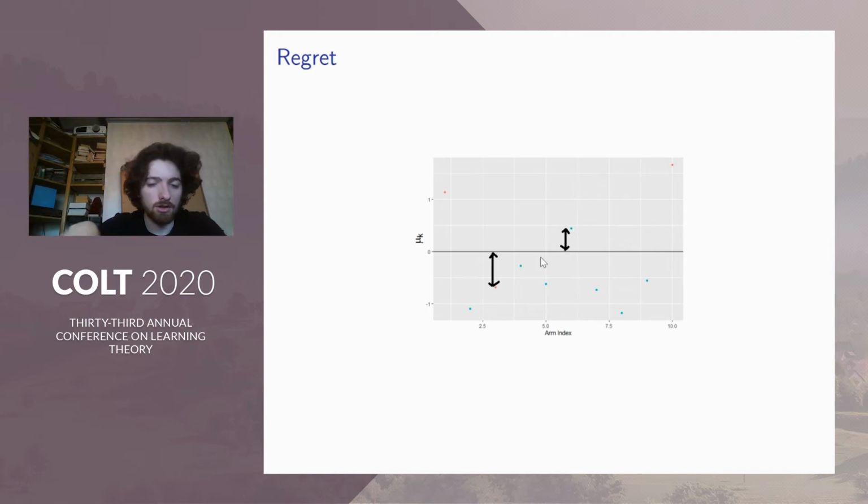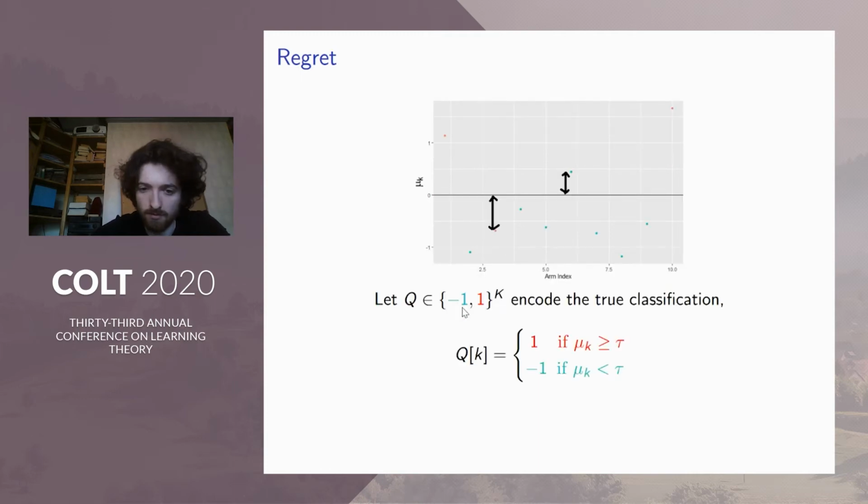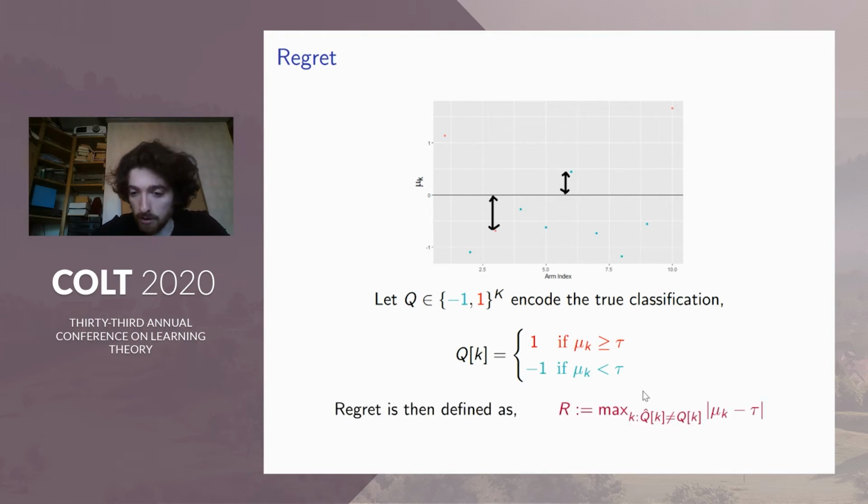So basically, we look at all the arms the learner misclassified, and we look at the distance of the means of these arms to the threshold, and then we're going to take the maximum of all of these distances. So in this example, the regret the learner suffers will just be this distance here, as it's the greater of the two. So to formalize this, if we let Q encode the true classification, we look at all the points where Q hat does not equal Q, and we take the regret as the maximum of the absolute value of mu hat minus tau across all of these points.